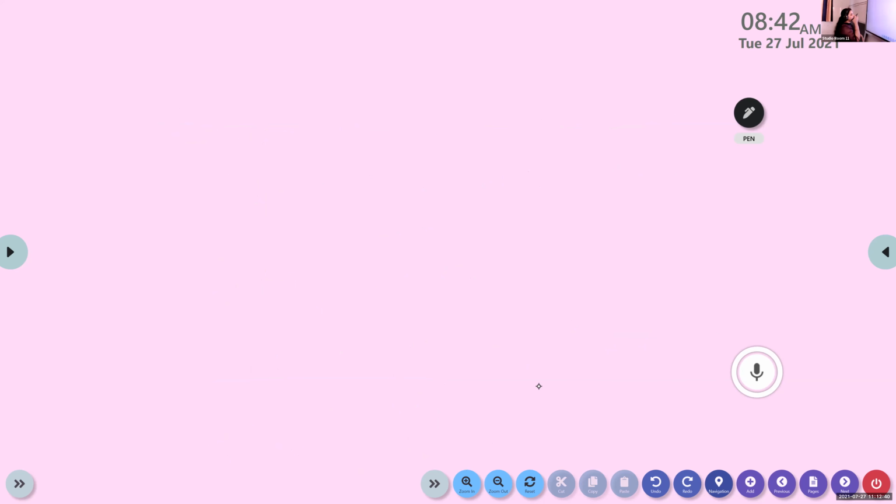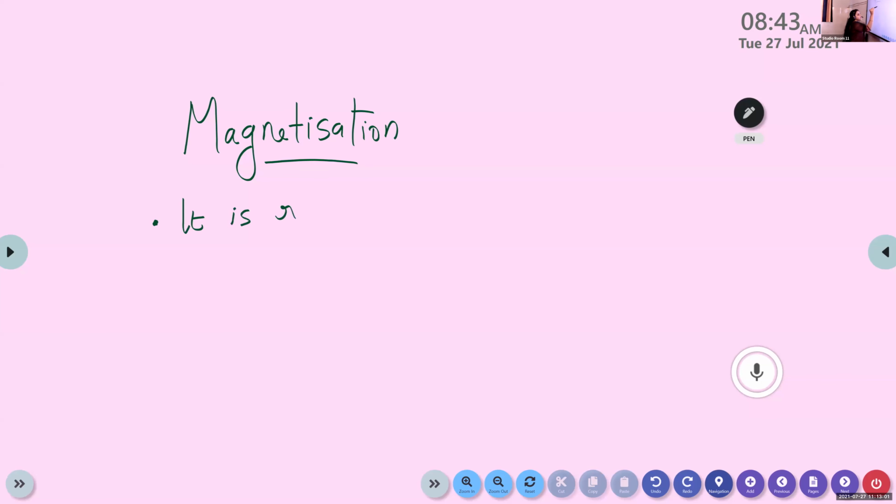So you can take the headings. The first parameter that is used to measure the magnetic properties of the material is magnetization. What do you mean by magnetization? Magnetization is represented by the letter M.